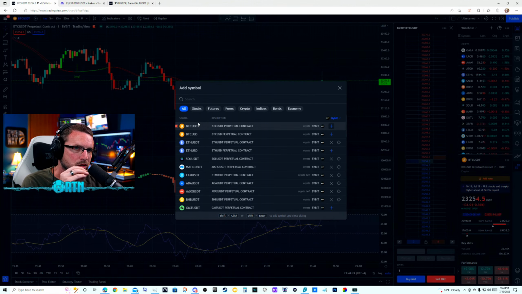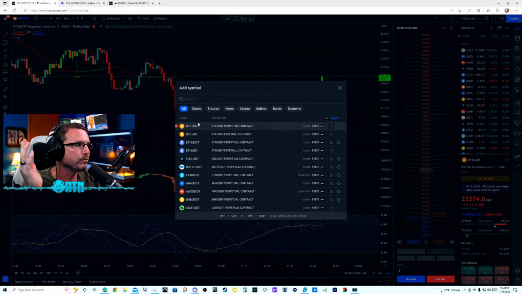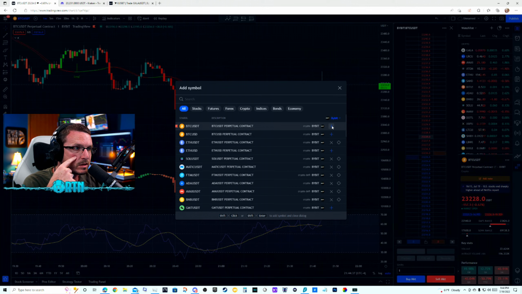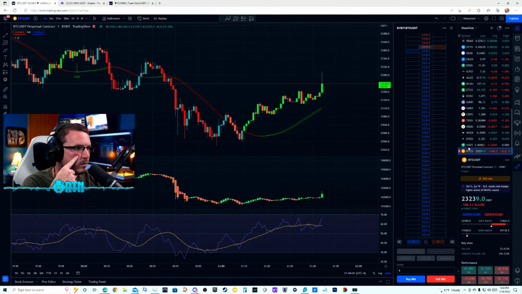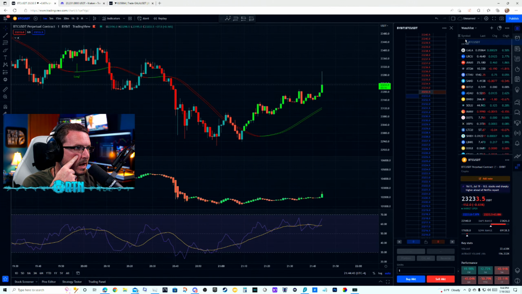What you're doing is exchanging US dollar tether for Bitcoin, and then when you sell it, it goes back into US dollar tether, and then you can exchange that for US dollars or euros or wherever you're at, and you're good to go. So I want to add this one over here. It's now added on this side. If you want to move it, you can just drag it to where you want it.